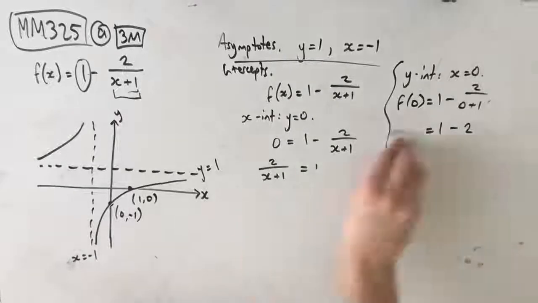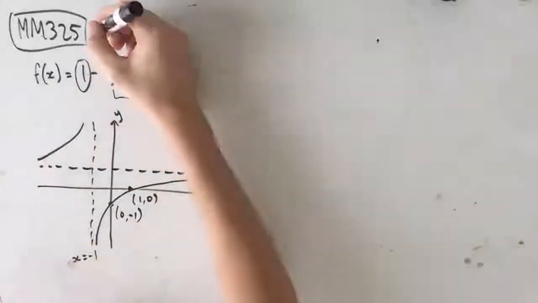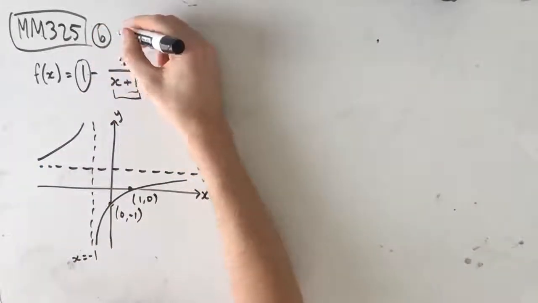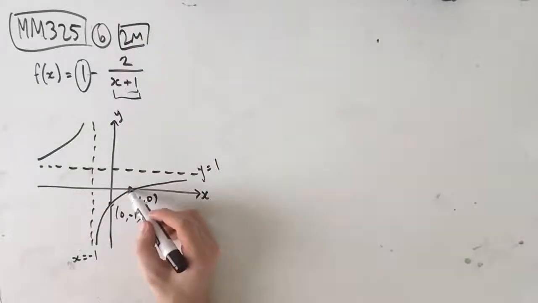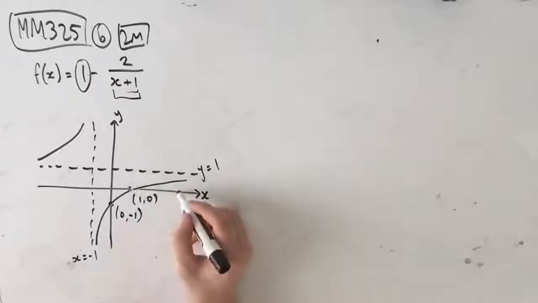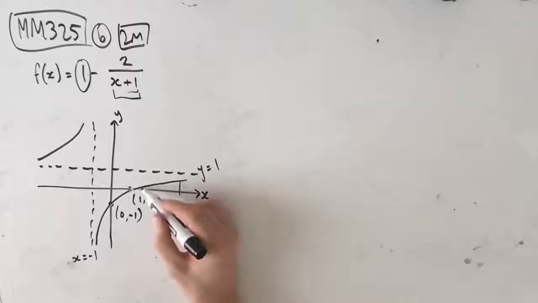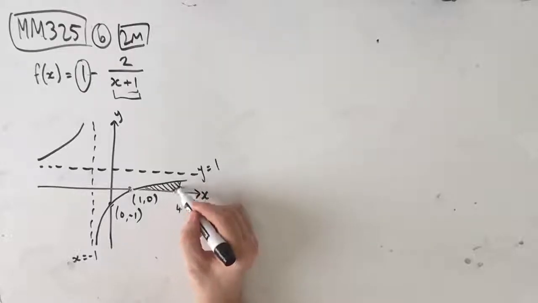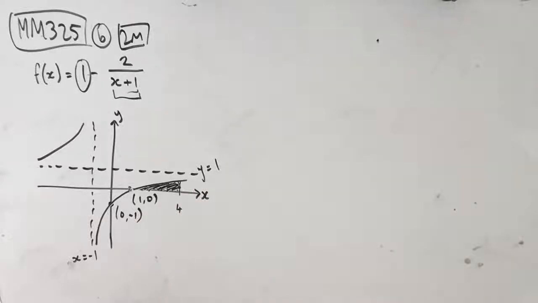Part B is a 2-mark question. And it asks us to find the area enclosed by the graph of f, the x-axis, and the lines x equals 1 and x equals 4. Awesome. So our line of x equals 1 is simply just here, and our x equals 4 is somewhere up here. Okay, so enclosed by the graph, the x-axis, and these lines, which means we're searching for this little area in here. Awesome.